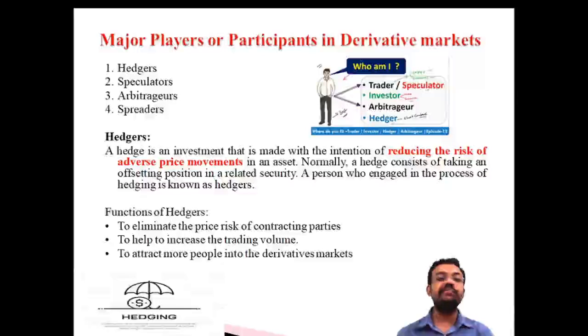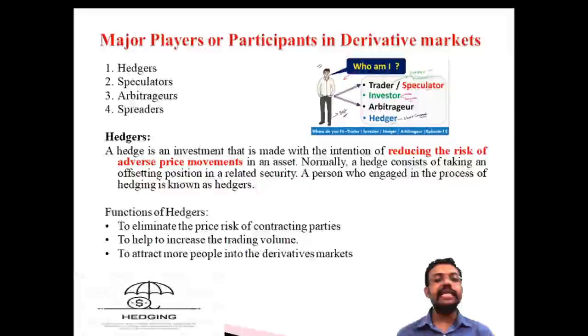Let us discover the important functions of the hedgers. One of the important functions is eliminating the price risk of the contracting parties. The second one is to increase the trade volume. Hedging helps to increase the trade volume, because a lot of persons are involved in the process of hedging to reduce the risk, and so investors believe there is an opportunity for reducing the risk. Therefore, they engage in trading, and this increases the trading volume.